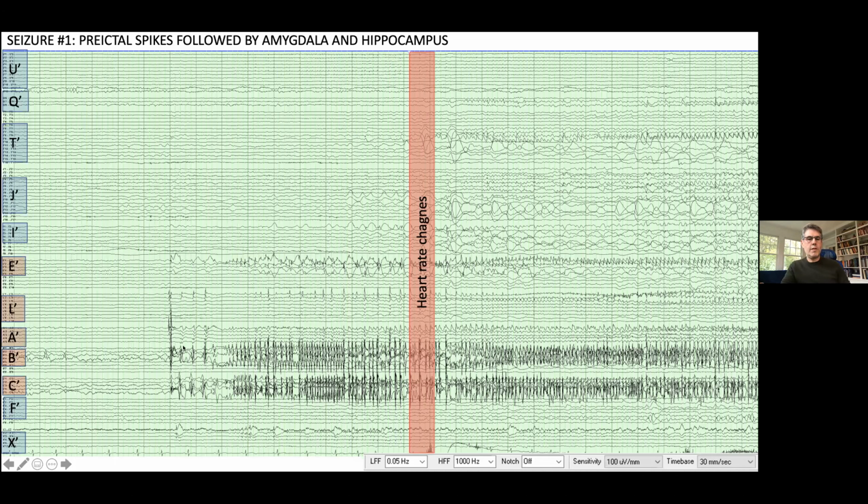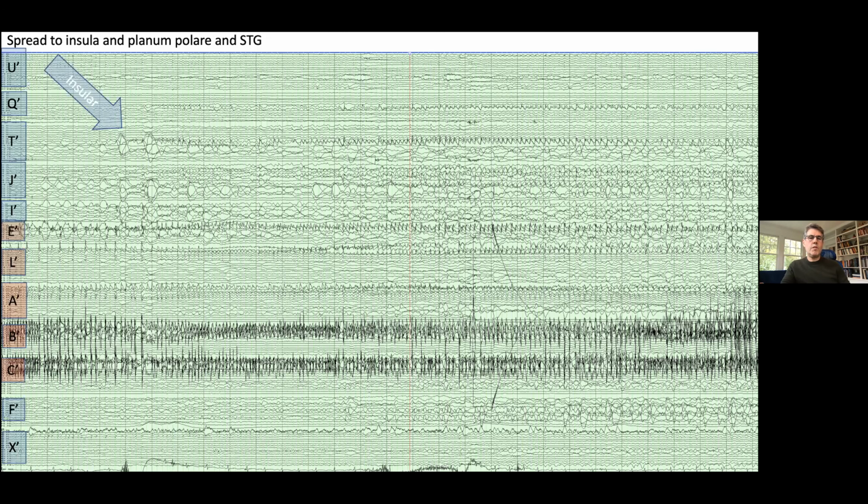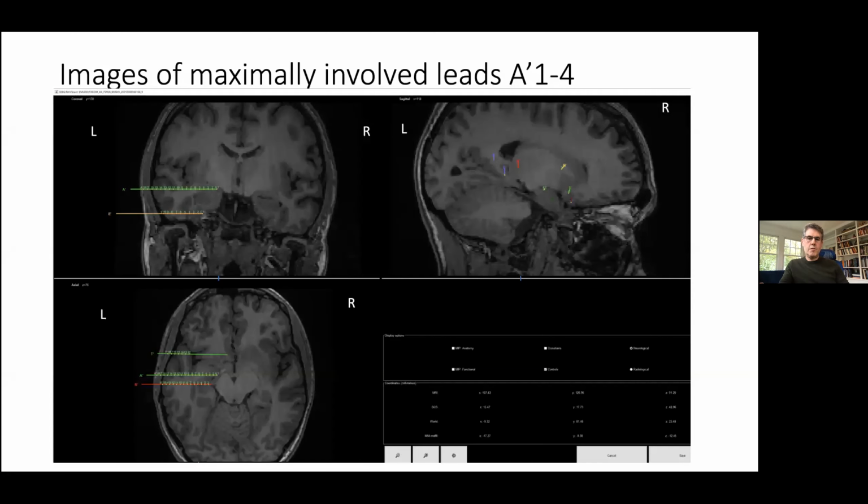This was also associated with involvement of the mesotemporal lobe structures. And once this activity reaches the basal temporal or the ventral insula, you start having some heart rate changes, and this evolves with more amygdala and pericerebral involvement, and finally, the patient had a generalized tonic-clonic seizure. And this is the end of the seizure.